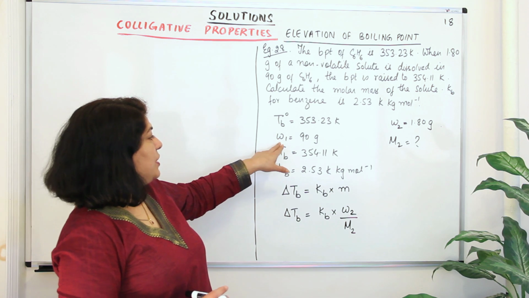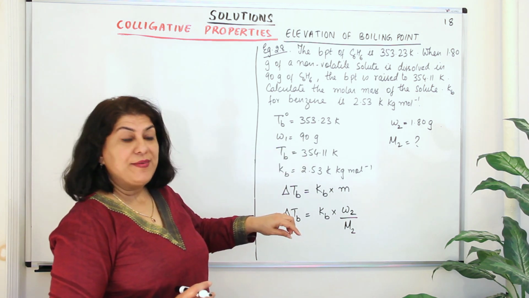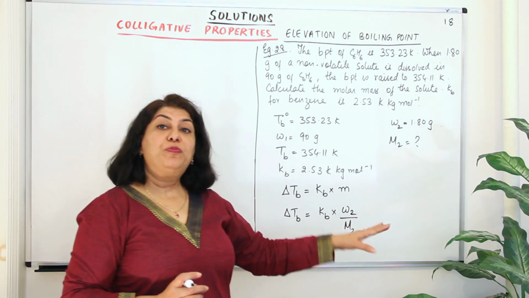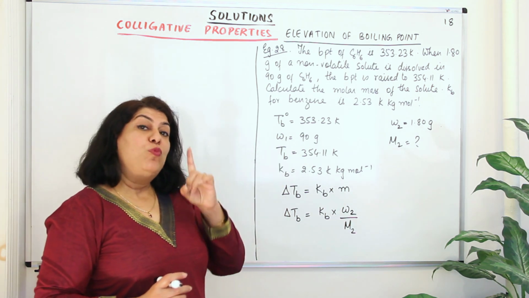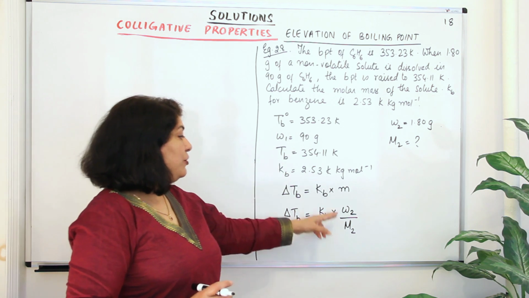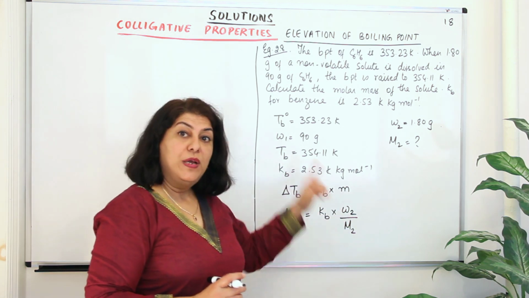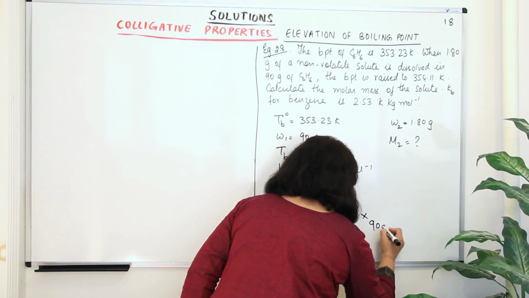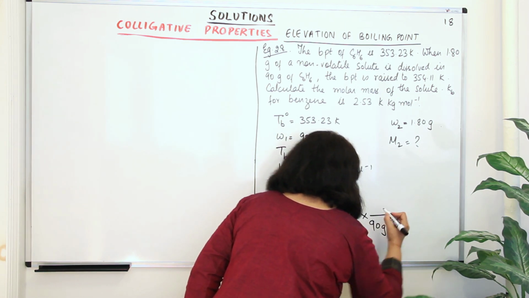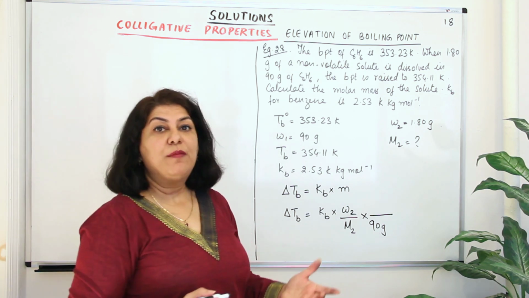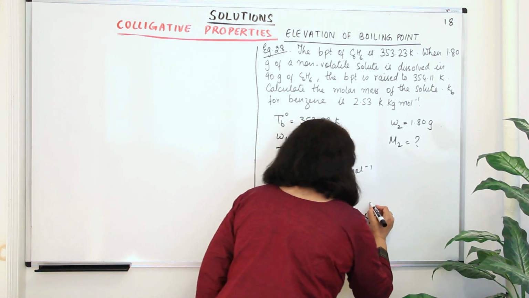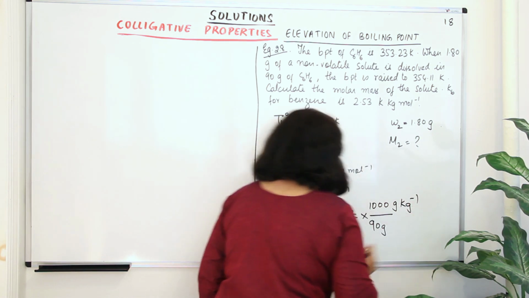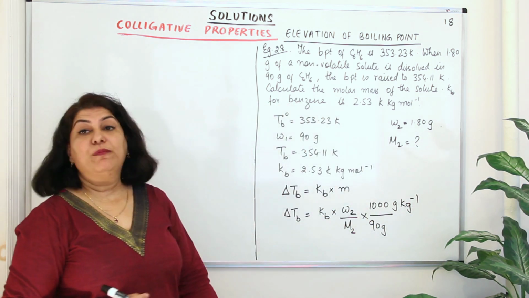But what is the mass of solvent given to us? 90 grams. So it means that W2 upon M2 is the number of moles present in 90 grams. So in 1 gram, the number of moles present is W2 upon M2 upon 90 grams. And in 1 kg, how many grams do you have? 1000 grams. So you will have W2 upon M2 into 1000 upon 90 grams per kg.